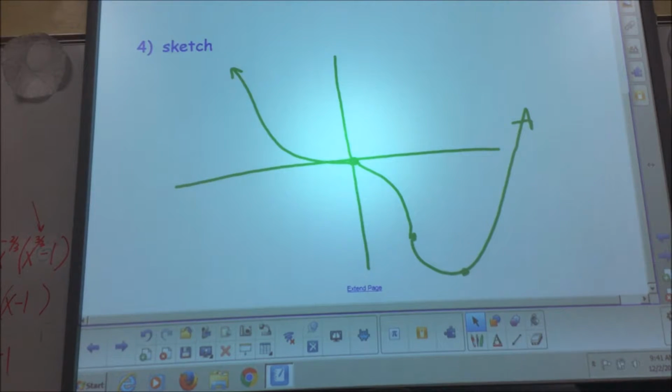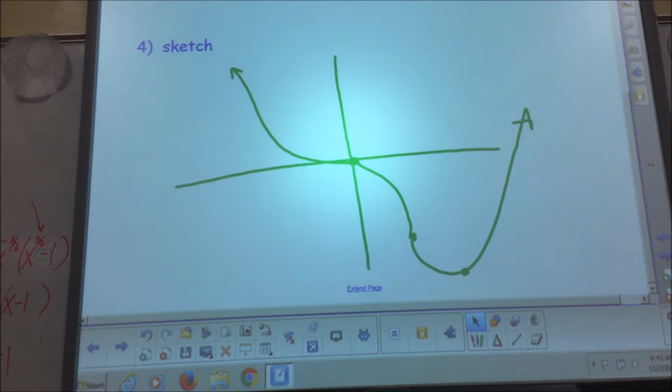I copied this wrong. I forgot there's a square there. So this should be x equals 0 and 2. Is this your first derivative? No, that's the second derivative. Where's your first derivative? Okay, this is your first derivative. That's the second derivative.